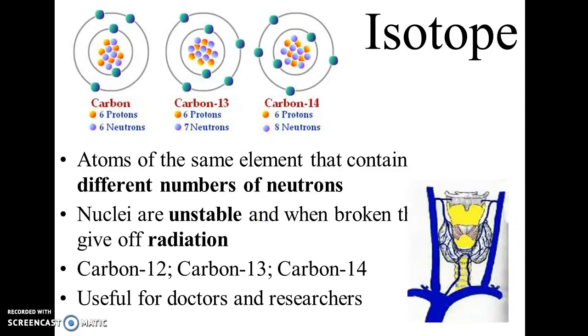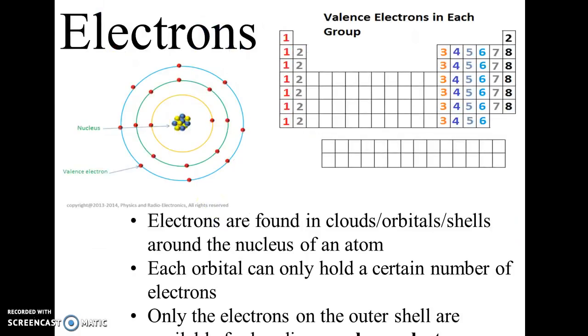Isotopes are atoms of the same element that contain different numbers of neutrons. The nuclei are unstable and they break down. They're used for radioactive dating, and they decay at a constant exponential rate. So oftentimes you'll hear of carbon dating of fossils, and you'll learn about that when we get to that part of that unit.